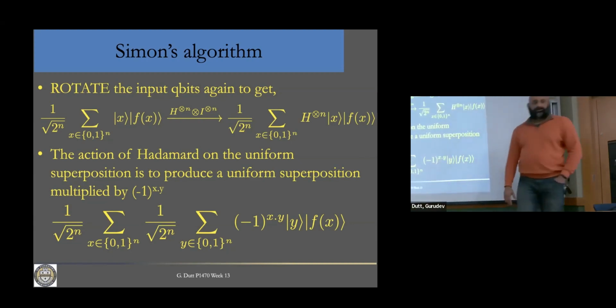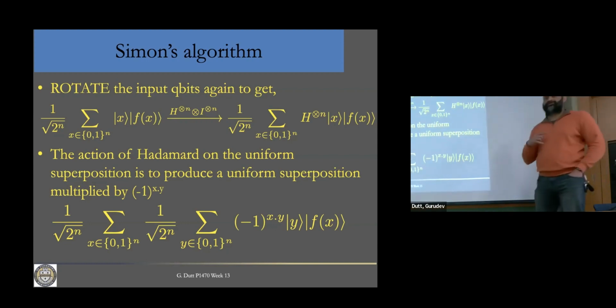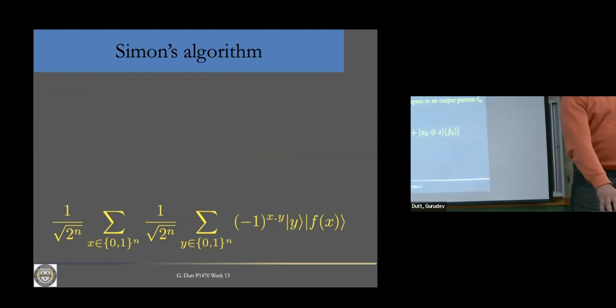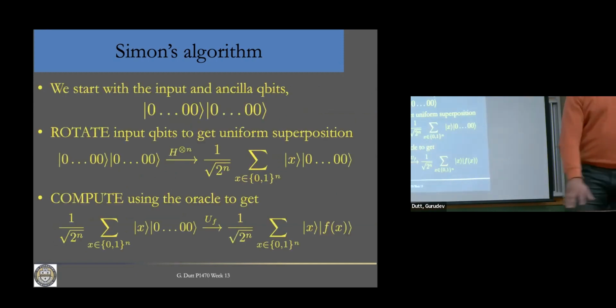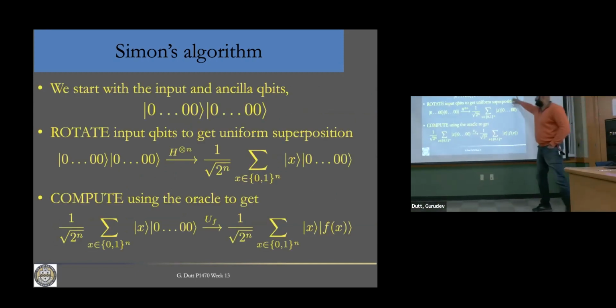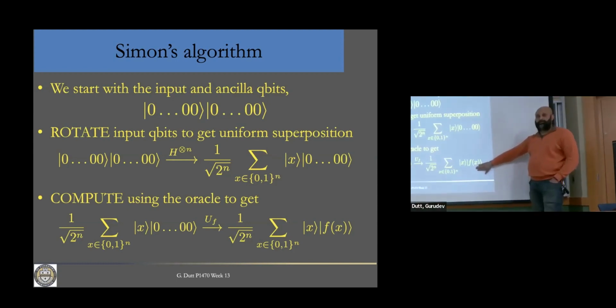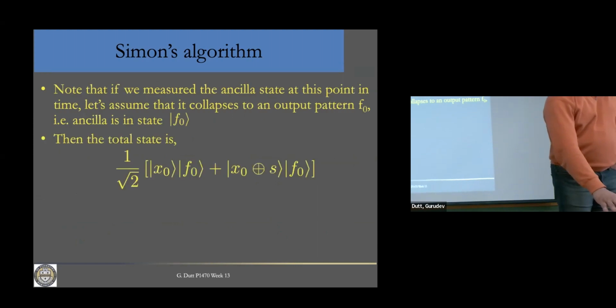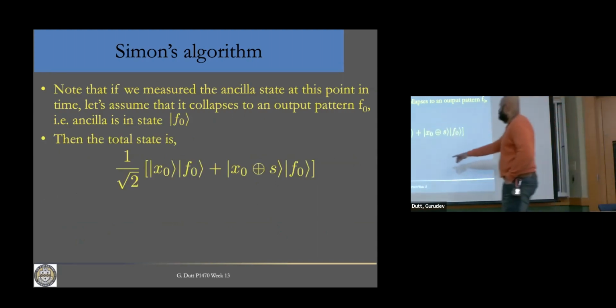Yeah. Okay. So at this point, remember when I first talked about measurements, if I hadn't done the rotation, suppose I had not done any rotation there. This is rotate, compute. And let's say I measure the ancilla qubit at that point, F of x. I'll get some number, call it F naught. At that point, as I said, you're guaranteed that you get x naught F naught plus x naught plus s F naught. Is this step clear to you? I think so. Okay.